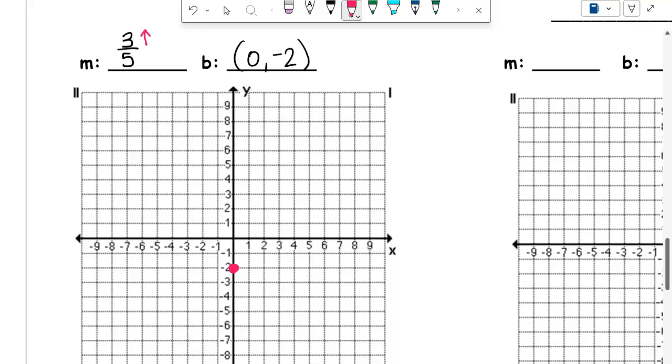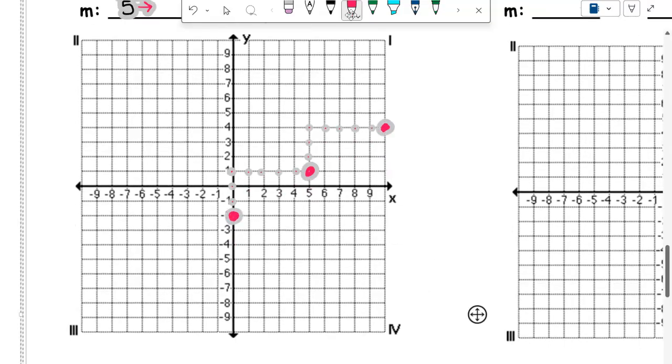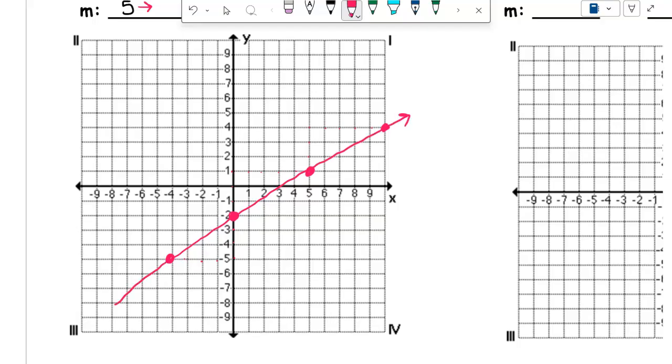Our slope tells us we're going to move up 3 and right 5. So we go up 1, 2, 3, right 1, 2, 3, 4, 5. Do it again. If you like super accurate graphs, you might say, well, I ran out of space. So we can go the other direction. Since we went up 3, right 5, we could go down 3, left 5. It should always line up with the rest of your points. We want a nice, straight, accurate graph through those points, extending all the way through the coordinate plane.